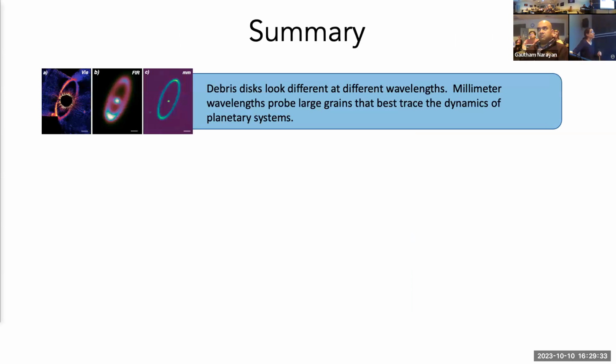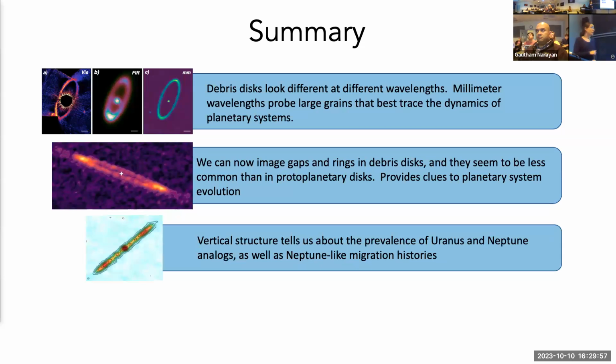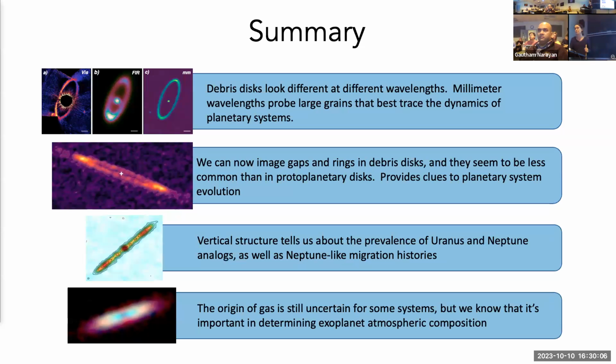Debris disks look different at different wavelengths. The millimeter wavelengths are giving us those large grains that trace the dynamics of the planetary systems, which presents all kinds of opportunities. So we can now image gaps and rings in debris disks. And it turns out, surprise, they actually are less common than in protoplanetary disks. This is going to give us clues to how planetary systems evolve in that critical tens to hundreds of million year age range. The vertical structure is already telling us, in just a couple of systems, about the prevalence of Uranus and Neptune analogs, as well as Neptune-like migration histories. ARCS is going to extend that to a sample of 8 targets.